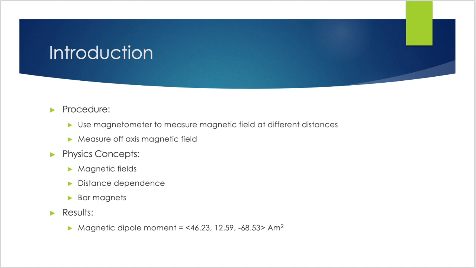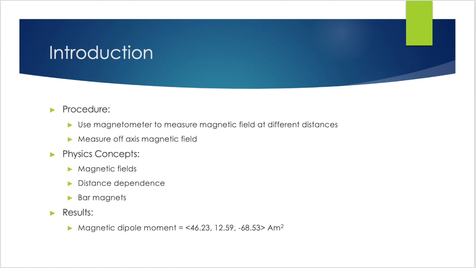For example, in the lab, the further that the magnetometer was away from the magnet, the smaller the reading on the magnetometer. This shows the distance dependency of bar magnets in their corresponding magnetic fields.